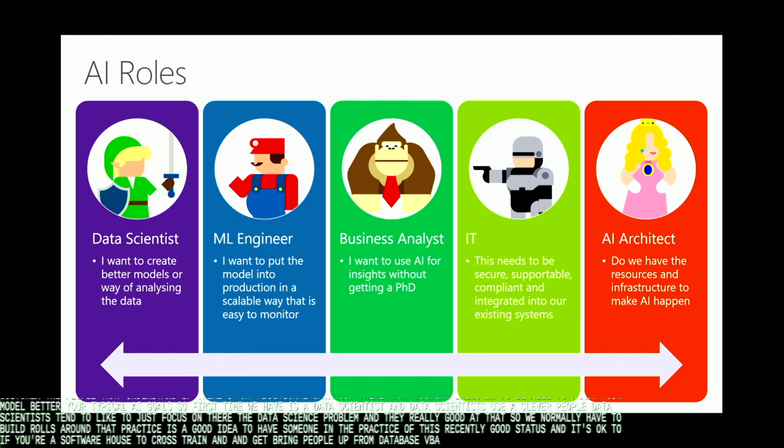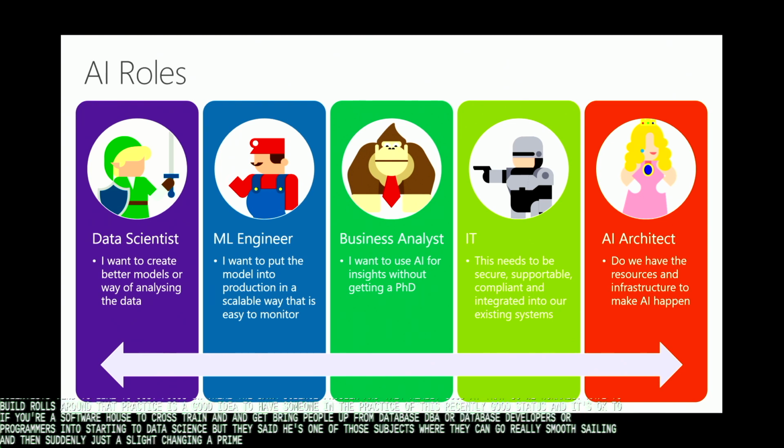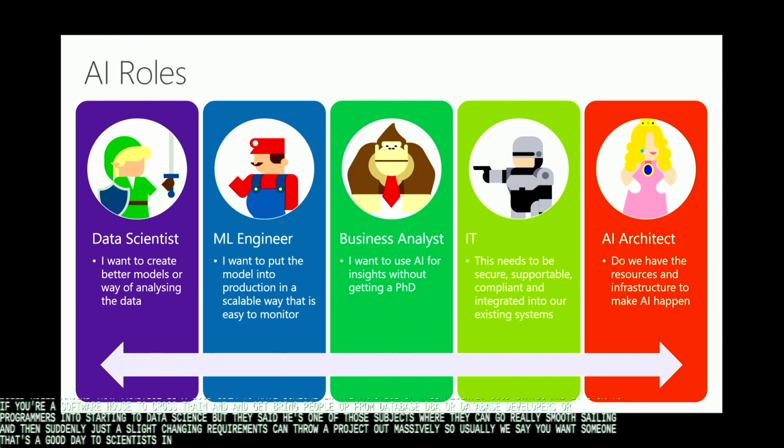Now, it's okay, if you're a software house, to cross-train and bring people up from database DBAs or database developers or programmers into starting to do data science. But data science is one of those subjects where it can go really smooth sailing, and then suddenly just a slight change in requirements can throw a project out massively. So usually we say you want someone that's a good data scientist in your consultancy that can help deal with those problems and identify problems that occur.